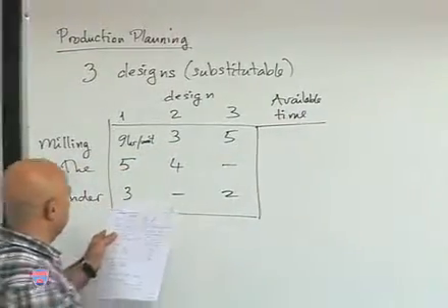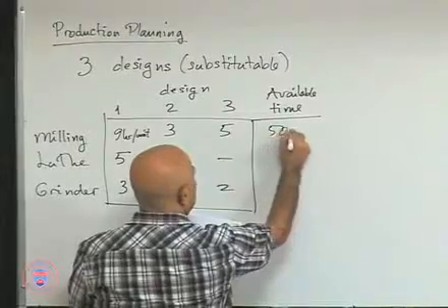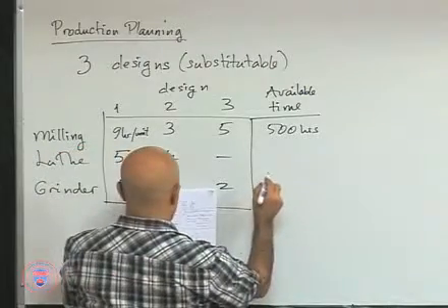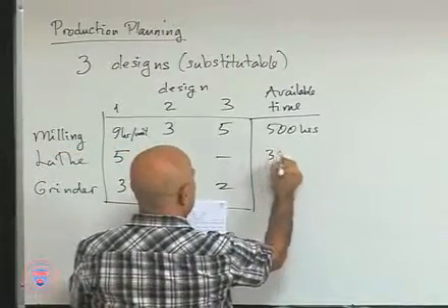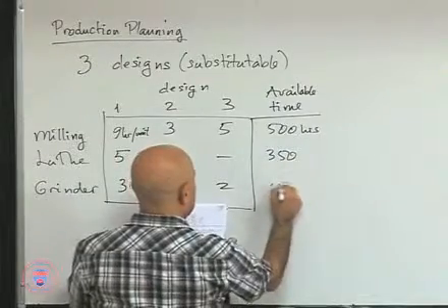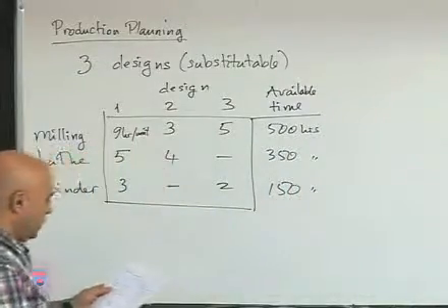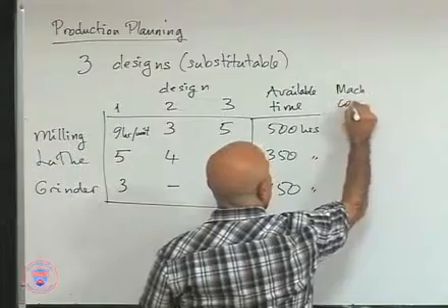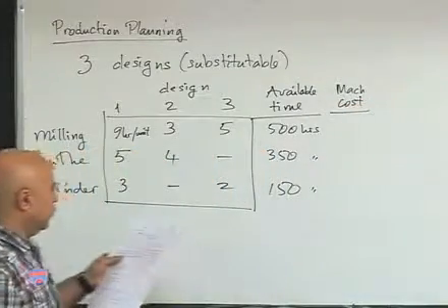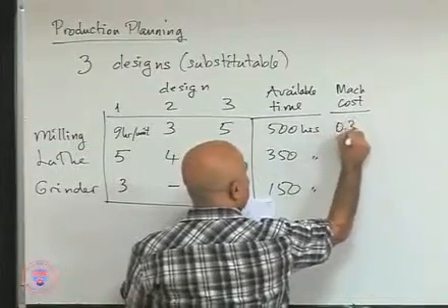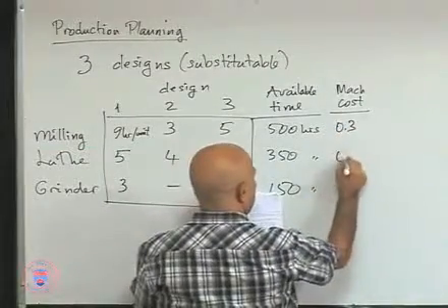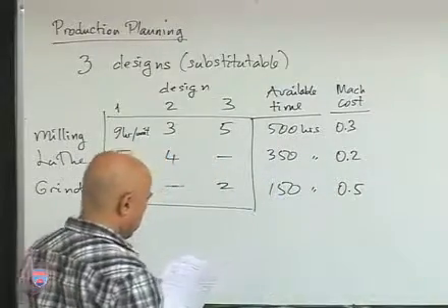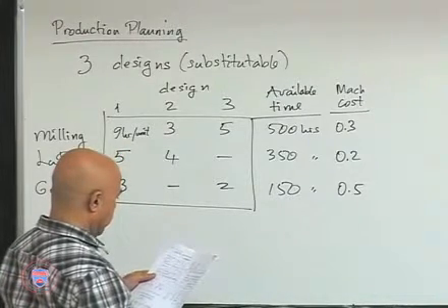The available time in the milling department per production run is 500 hours. And in the second department, it's 350 hours. And in the third one, it's 150 hours. The machining cost per unit is 0.3 liras, 0.2 and 0.5.